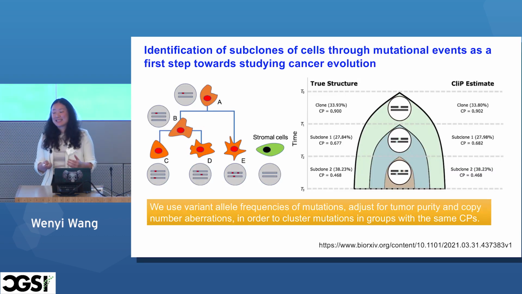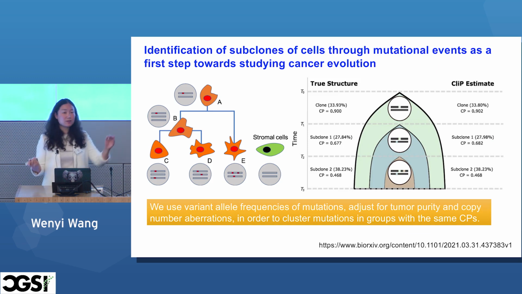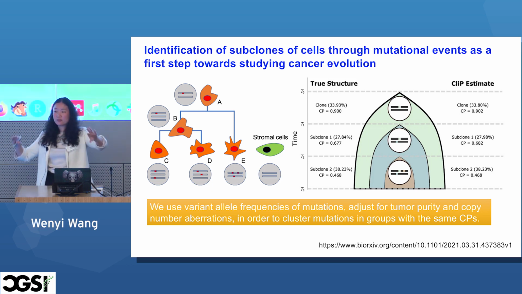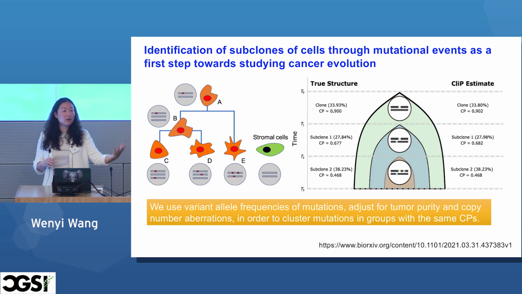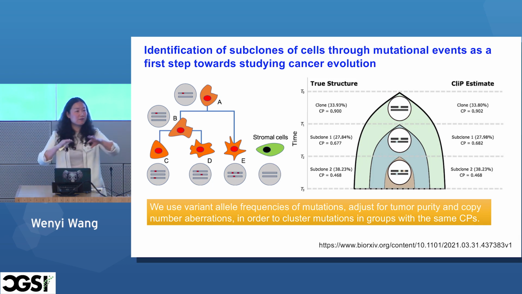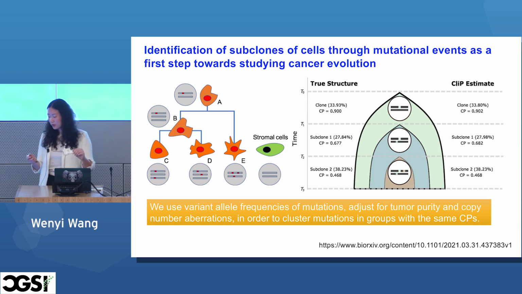So our goal here is to identify subclones of cells through mutational events as a first step towards studying cancer evolution. So here on the left is an example where we start with cancer cell population A with some mutations, and then it divides into two groups. Population B acquires an additional chromosome, and population E acquires additional mutations. And then B diverges into C and D, which acquire additional unique mutations. And when we profile these tumors, there's usually contamination of stromal cells, where we assume there are no somatic mutations and a diploid genome.